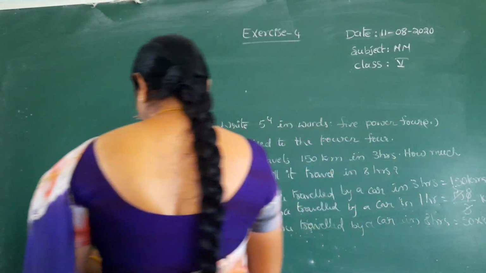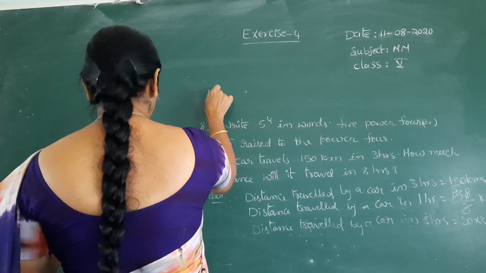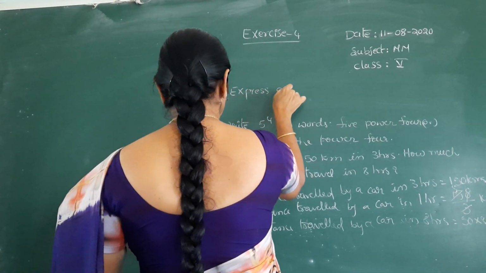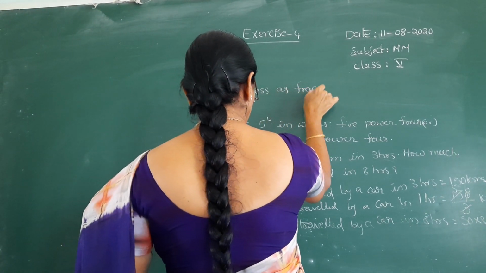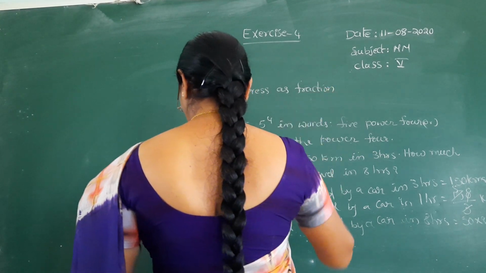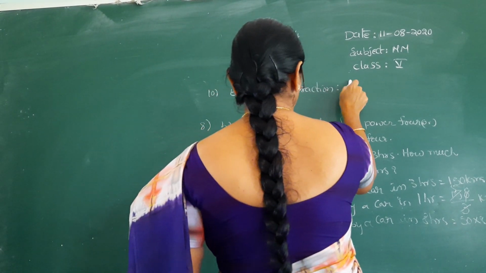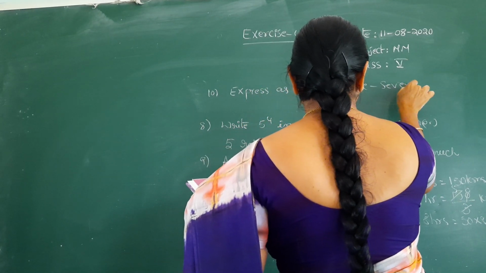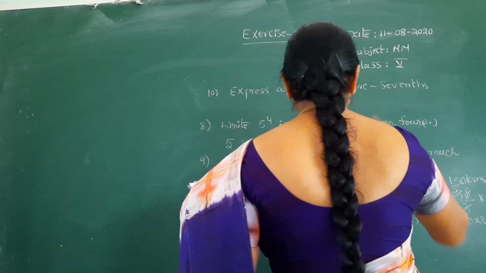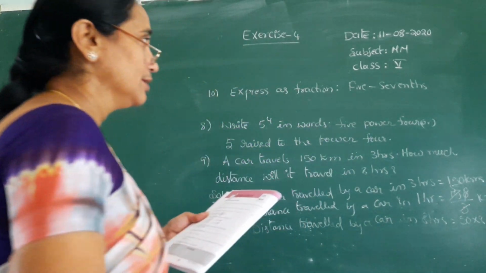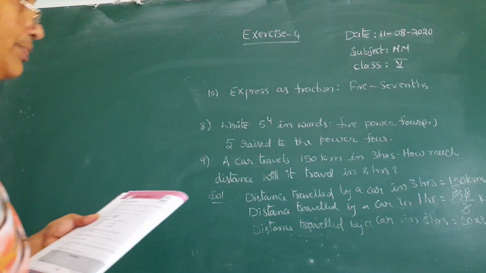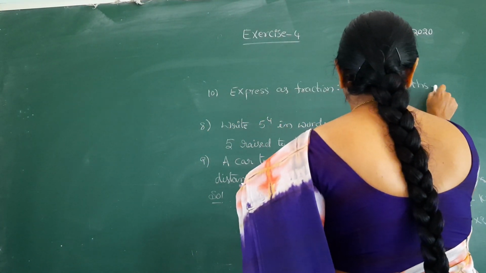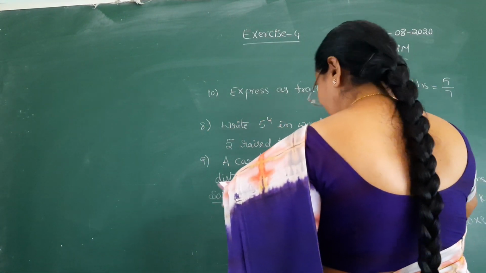And the 10th problem. Express as a fraction. See, 5 sevenths they have given here. So it is easy to write if the number name is given as 5 by 7. But here they have given 5 sevenths, so no need to worry about that. 5 by 7, you have to read as 5 sevenths.